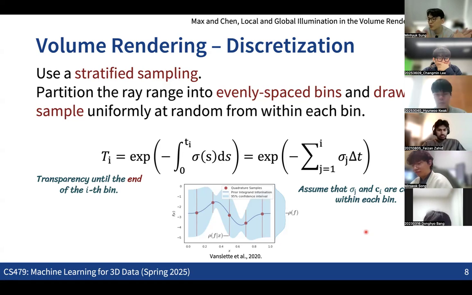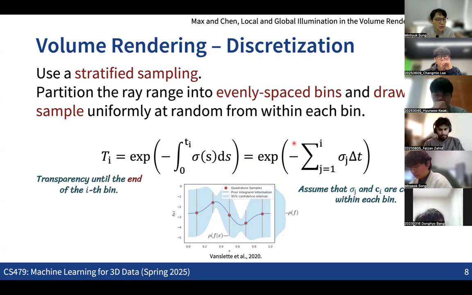And then we simply assume that the opacity and the color inside that bin are basically the same constant value. So that's the basic idea. Based on that, we can calculate the transparency at the beginning and also at the end of that bin, basically by just taking this. So we can see that this is some kind of transparency based on the assumption that the opacity and the radiance will be the same constant inside that bin.